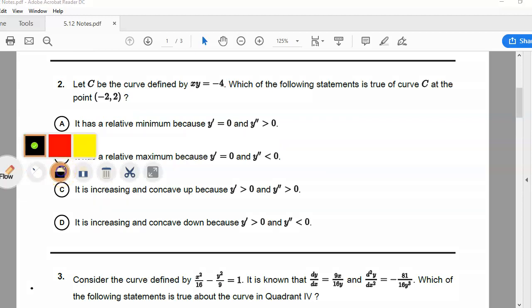Alright, let's look at number 2. Let C be the curve defined by x times y equals -4. Which of the following statements is true of the curve C at the point -2, 2? Okay, so A says something about a relative minimum because the y prime equals 0 and y double prime is positive. We have maximum, y prime is 0 and y double prime is negative. Increasing and concave up, and increasing and concave down. All 4 of these have something to do with both the first and second derivative, right?